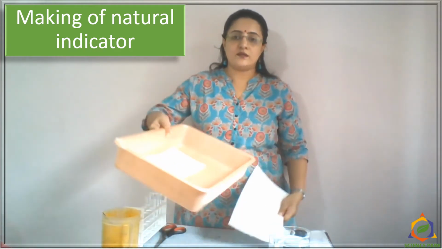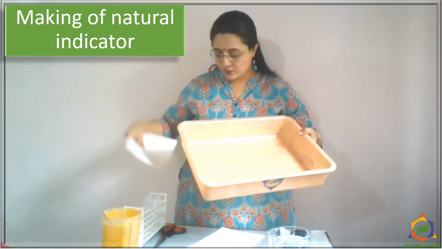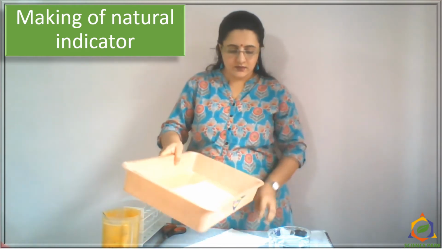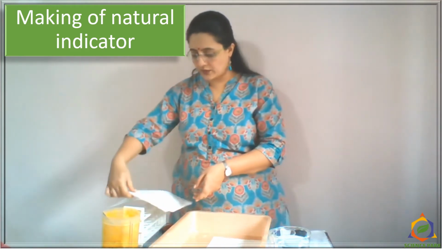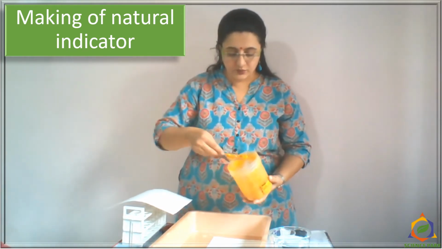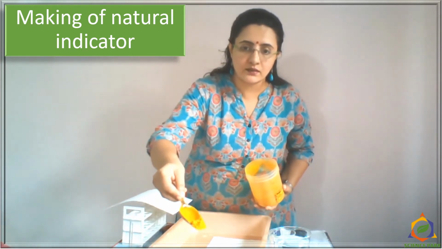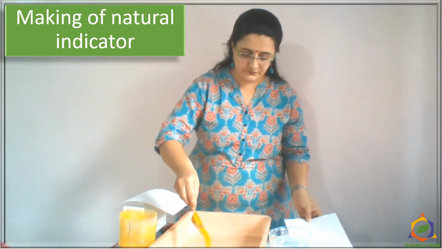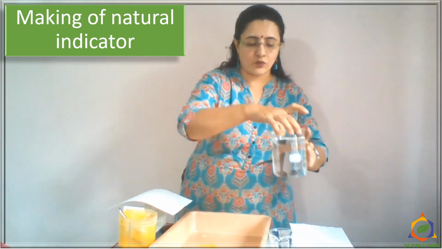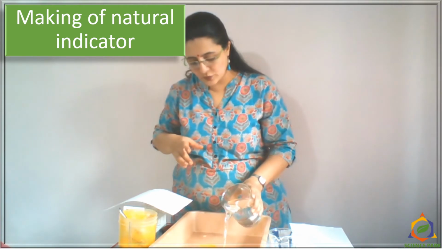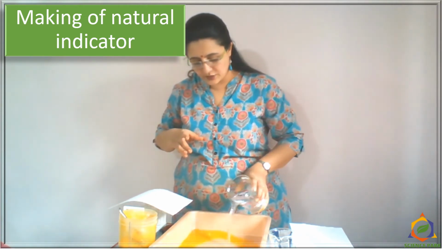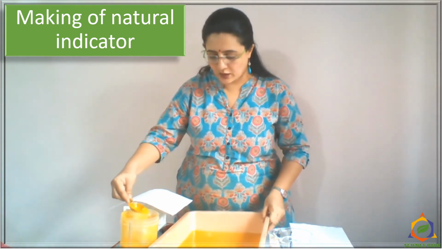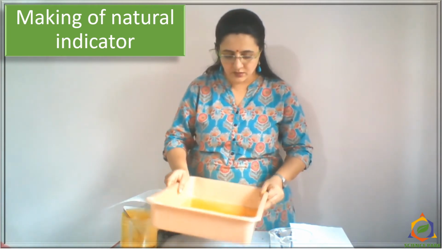You have to take one tray, a big tray, put the paper in that. Now we all have turmeric powder at home, right? Without a doubt. So you have to take turmeric powder and add it in the tray. Add ample water in that, so that we can soak this paper in turmeric solution. The paper should be totally soaked in the turmeric solution. So accordingly you have to add turmeric powder. Shake the tray well.